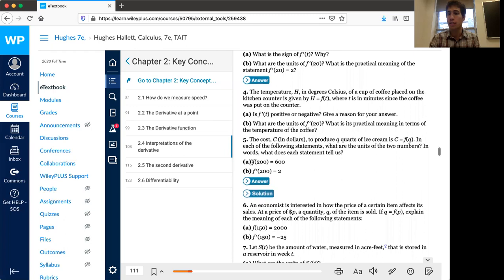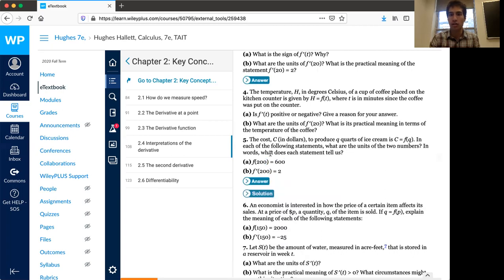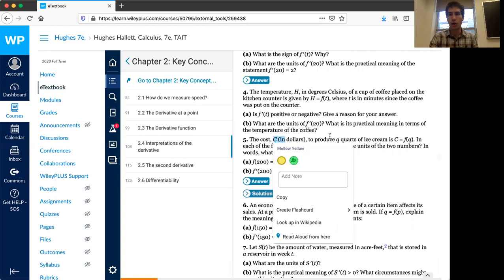So, okay, the first one is about the original function, right? So it says F of 200 equals 600. So the input is 200 quarts. The output is $600. And so this tells us that it costs $600 to produce 200 quarts of ice cream. And the units, the 600 is dollars, right? That's the output, is dollars. For the second one, the output is going to be dollars per quart, right? It's how fast does the Y value change when the X value changes. So the units are going to be in dollars per quart.